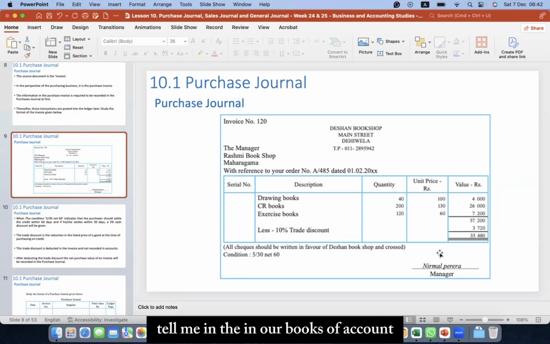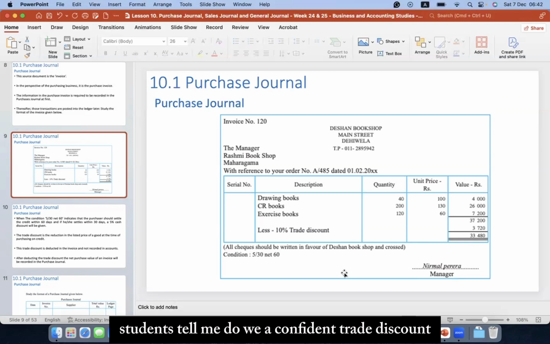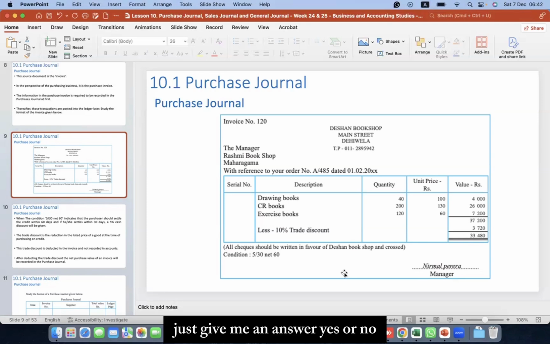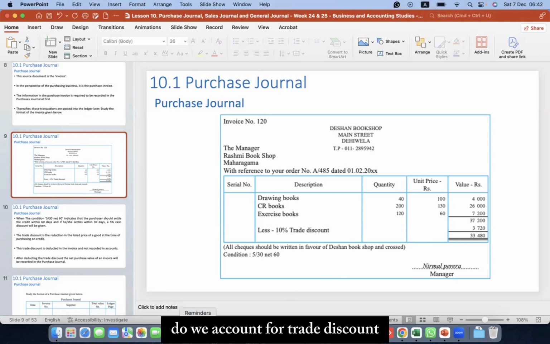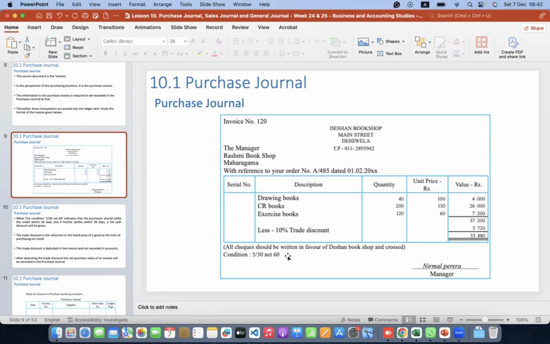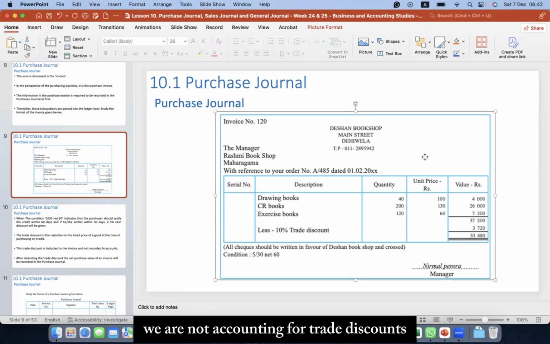එතකොට do we sort of like account for this trade discount? Tell me, in our books of account, do we account for trade discount? Students, tell me, do we account for that trade discount? Just give me an answer. Yes or no? Do we account for trade discounts? No, we are not accounting for trade discounts.